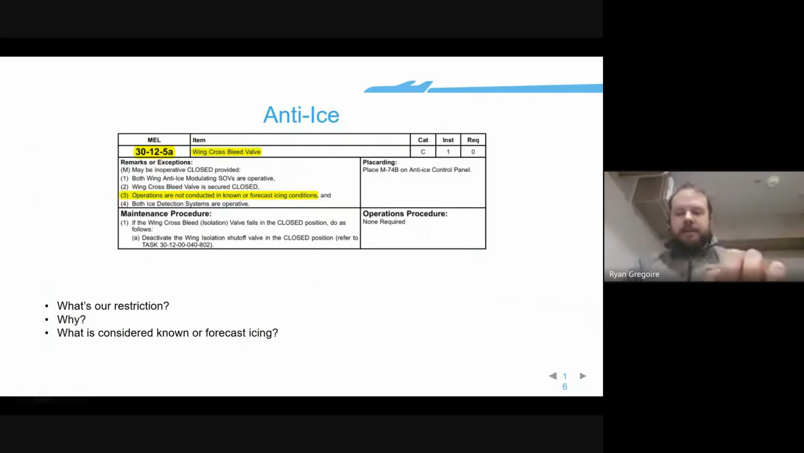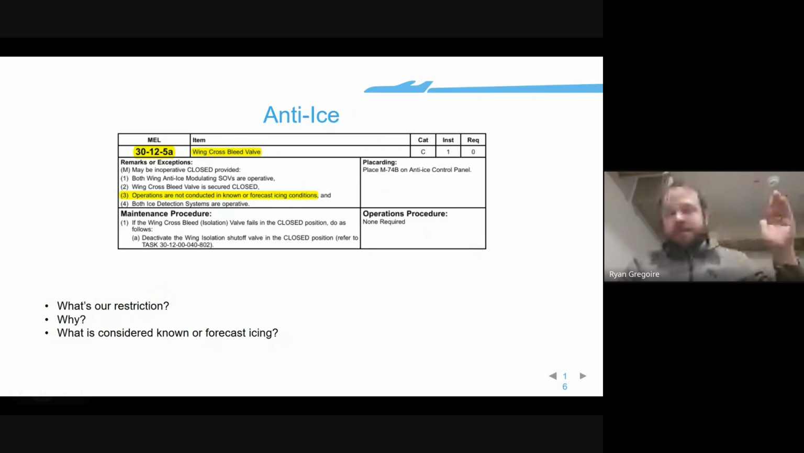All right, anti-ice systems. Again, there are a multitude of systems that could impact anti-ice. Let's look at the MEL 30-12-5-alpha. Wing crossbleed valve, category C, 1 installed, 0 required. What's our restriction? Correct. No operations are conducted into known or forecast icing conditions.